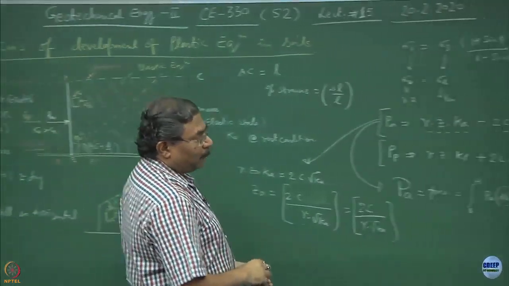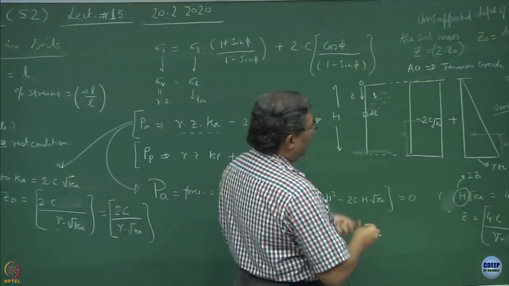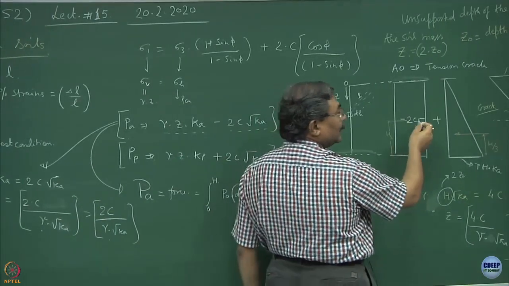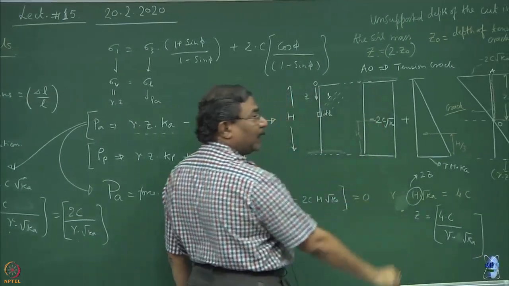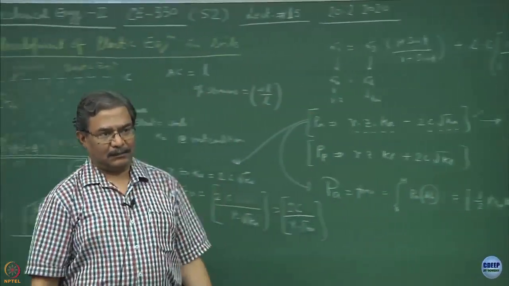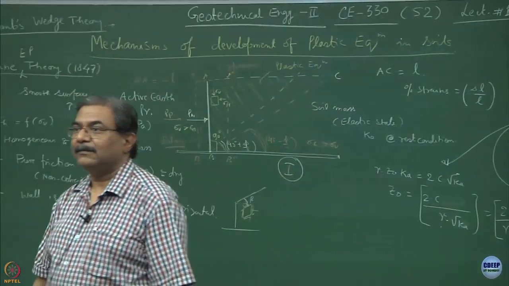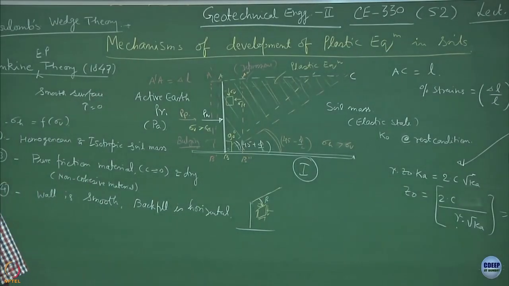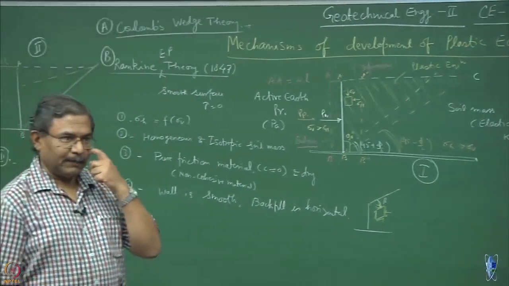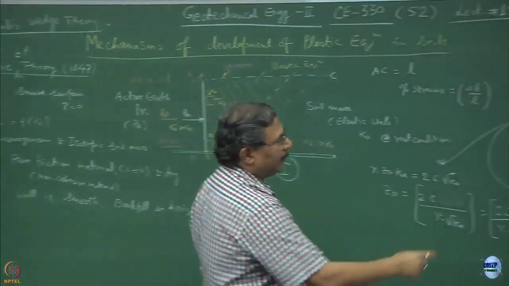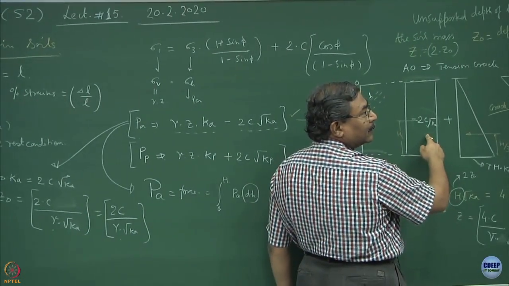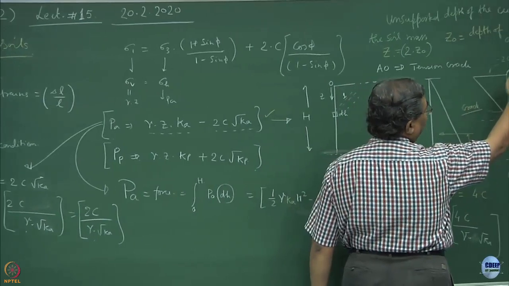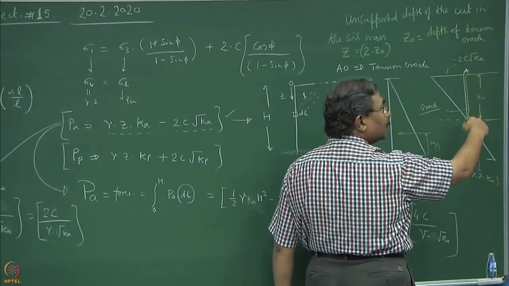So, a careful understanding of this diagram will exhibit, if I can nullify this by putting overburden. Are you getting this point? So, why are tetrapods kept? You want to negotiate with this minus 2c root K, which is the culprit, because this creates an easy path for environmental activities to happen inside the backfill.